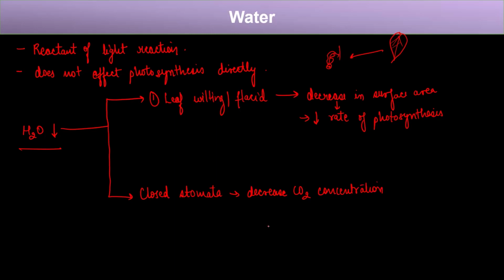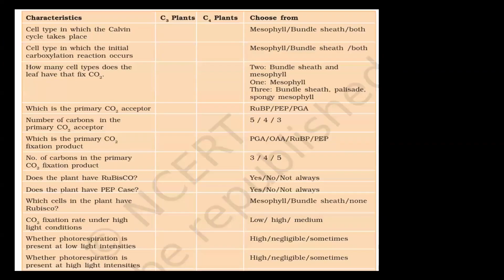And this decrease in turn leads to decreased photosynthesis rate. Okay. So these are the four factors that affect the rate of photosynthesis. Now with this, we have completed this chapter. Let's solve a few questions that are given in the NCERT.